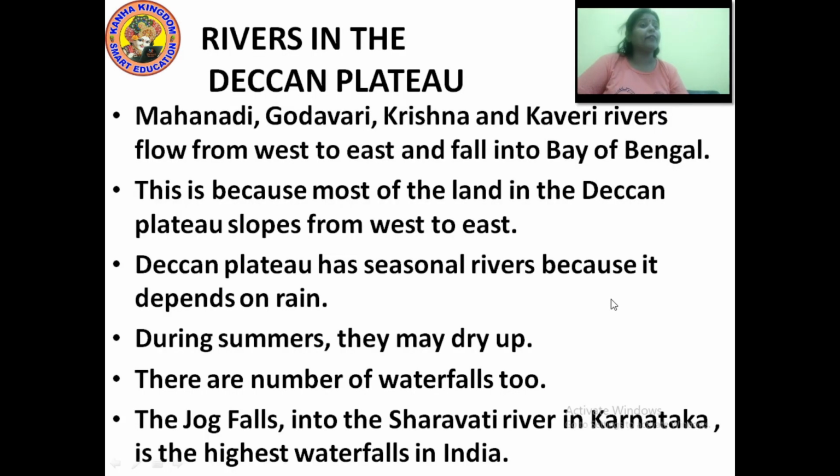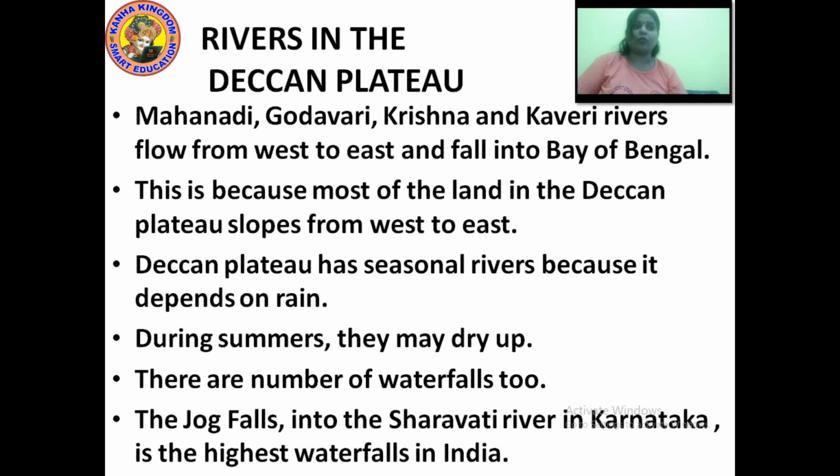Now coming to the rivers in the Deccan Plateau: Mahanadi, Godavari, Krishna and Kaveri. They are the rivers which flow from west to east and flow into the Bay of Bengal. This is because most of the land in the Deccan Plateau slopes from west to east. It means they have a slope like this. So these rivers come from the west side to the east side.